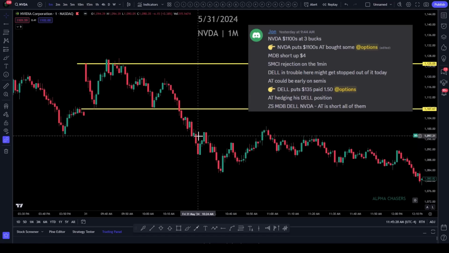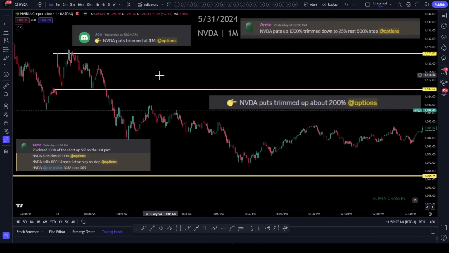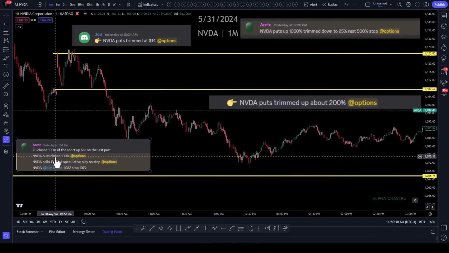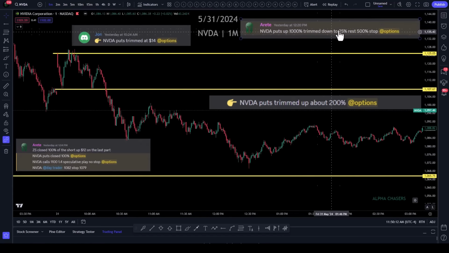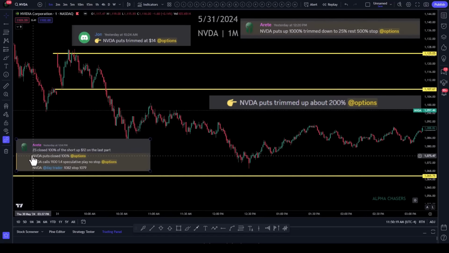And as it's dropping down, we're getting out of the way. Now I'm going to put in the timestamps here so you can see what happened. What was kind of crazy about this is when we closed the rest of it, you can see we 10x'd it, and then I only had 25% left, and then I just moved that to a 500% stop. And that was like a 12.20, and then by 1.